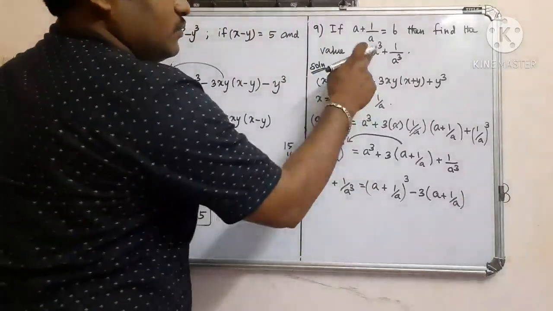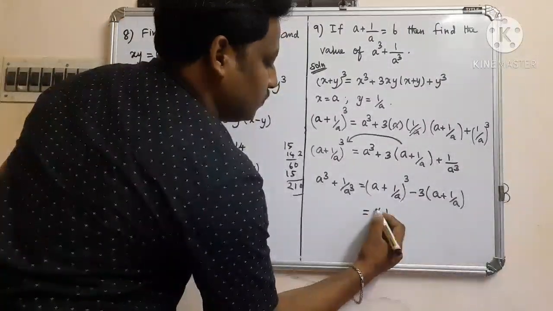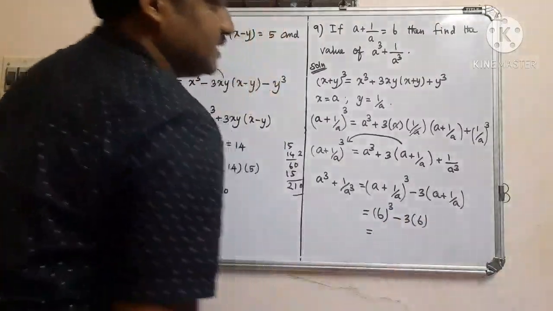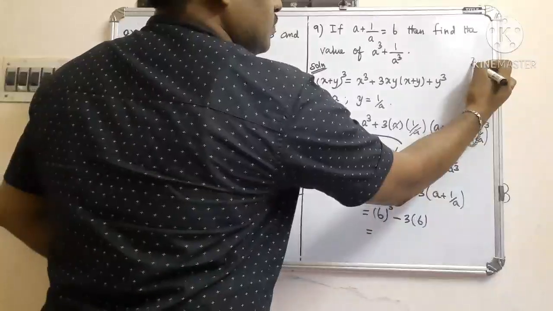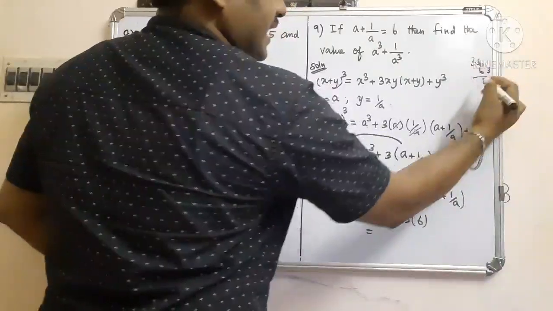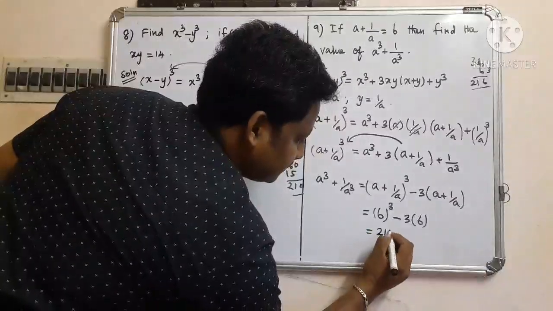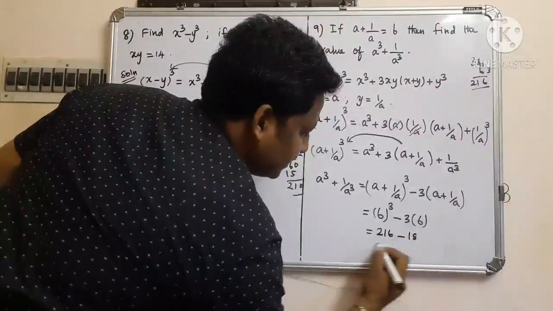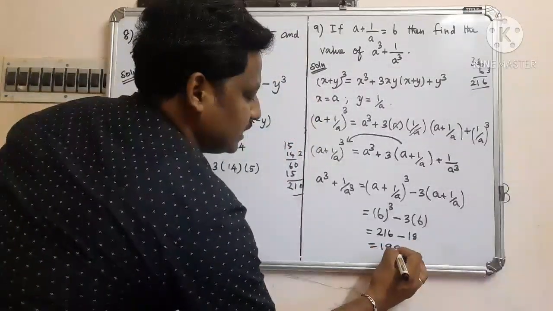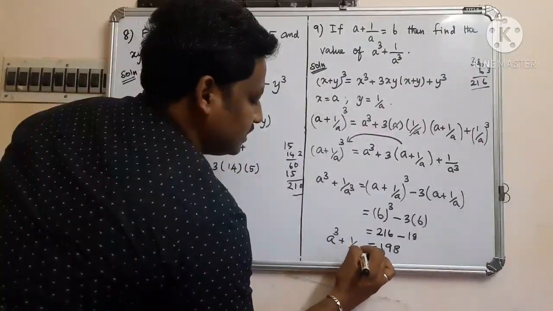So now substitute the value. A plus 1 by a value is given as 6. So 6 cube minus 3 into 6. 6 6s are 36, 36 into 6: 6 6s are 36, remaining 3, 6 3s are 18 plus 3 is 21. So 216 minus 6 3s are 18. So 216 minus 18 is equal to 198. So this is the value of a cube plus 1 by a cube.